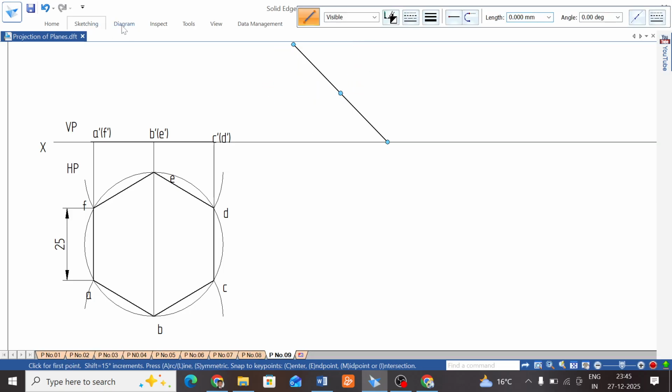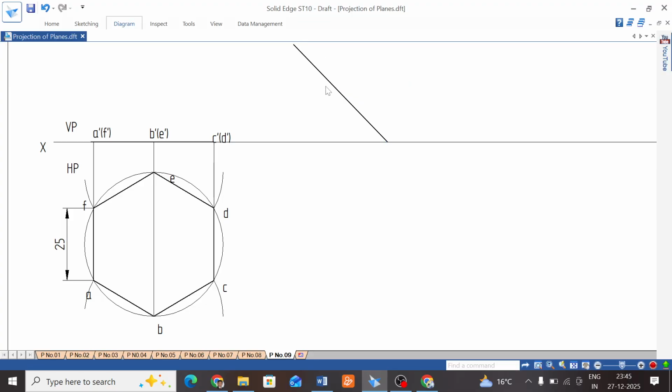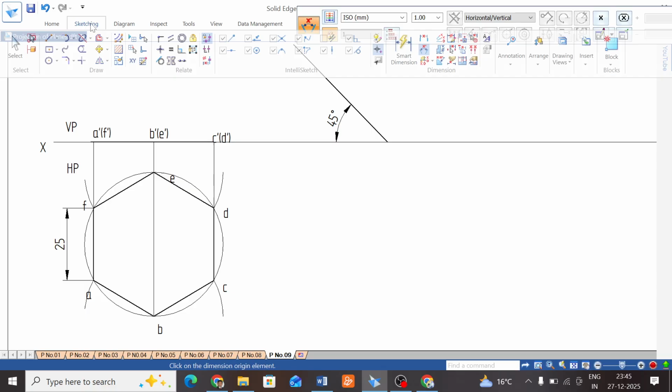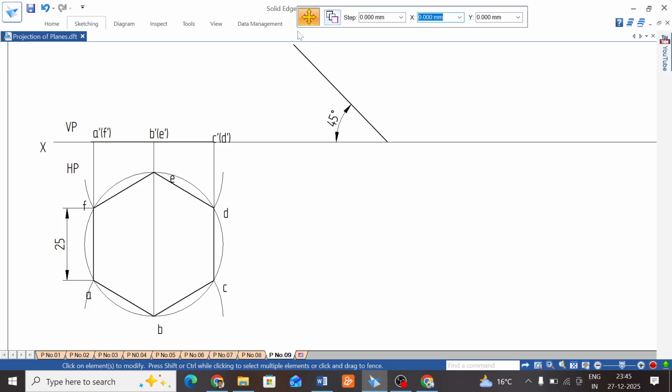Next, show the angle for this inclination from HP, 45 degrees, from here to here. Name the points. The bottom point is C dash and D dash, the midpoint is B dash and E dash, and the apex point is A dash and F dash.